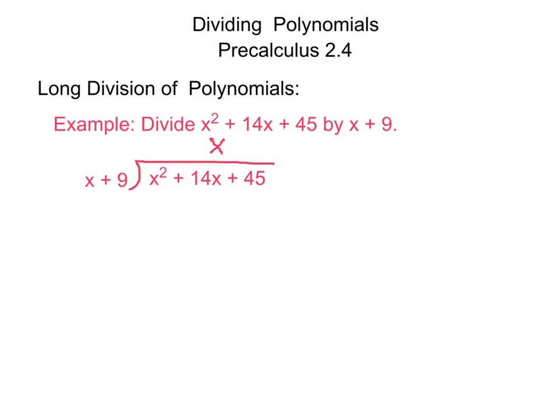Then I multiply the x times the x plus 9. So what do I get? I get 9x, x times the 9. Then x times x is simply x squared. And of course there's a plus here. Now I'm going to subtract these two. x squared minus x squared is 0. 14x minus 9x is 5x. Then I bring down the 45.